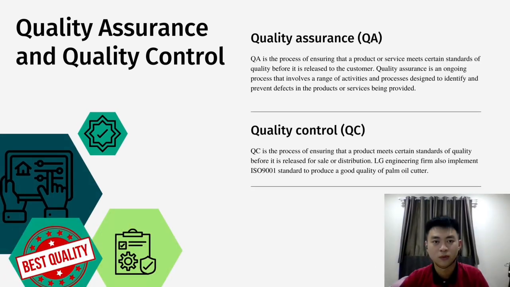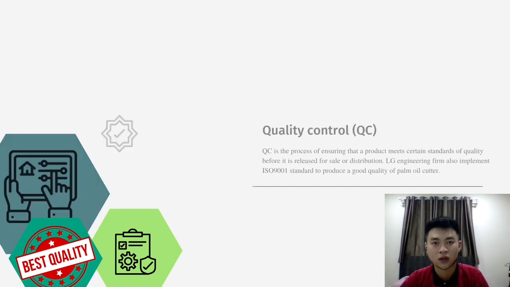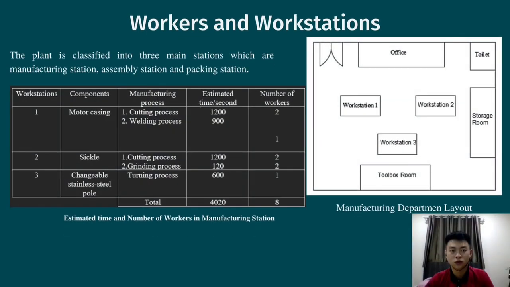Quality assurance is an ongoing process that involves a range of activities and processes designed to identify and prevent defects in the product or services being provided. Besides that, QC is the process of ensuring that a product meets a certain standard of quality before it is released for sale or distribution. Yaoju Engineering Firm also implements the ISO 9001 standard to produce a good quality palm oil cutter. The plant is classified into three main stations, which are manufacturing station, assembly station, and packing station.